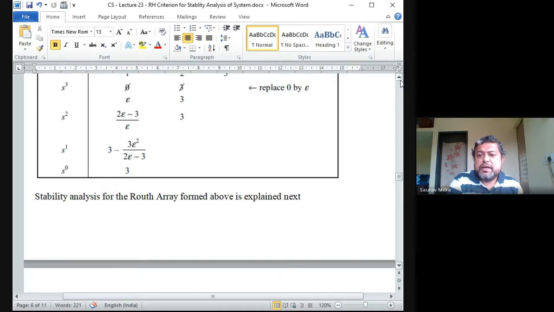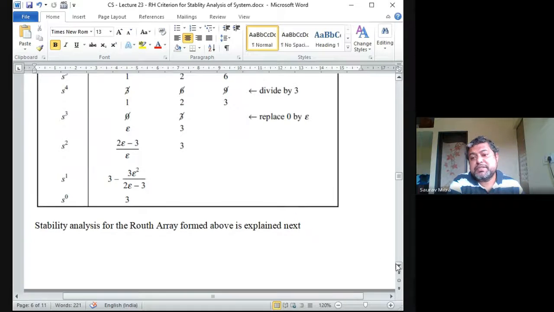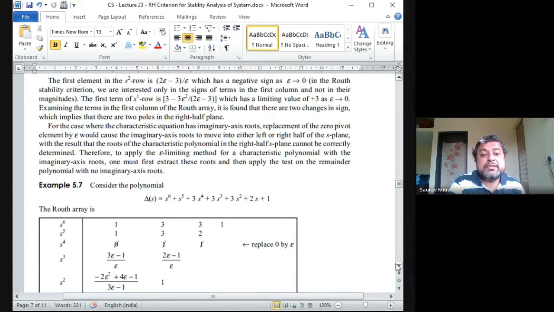So if you do epsilon tends to 0, what does this first column become? It becomes 1, 1, then epsilon. Okay, this is also positive. Then it becomes minus 3. And then it becomes plus 3, and then it is 3. So the first column becomes 1, 1, epsilon, minus 3, plus 3, and plus 3. That means there are two sign changes, from epsilon to minus 3 and from minus 3 to plus 3. So as there are two sign changes, there are two poles in the right hand side of S plane, hence the system is unstable.